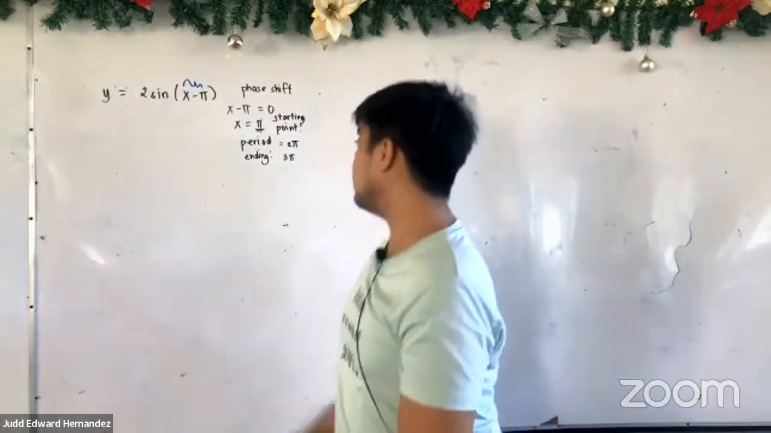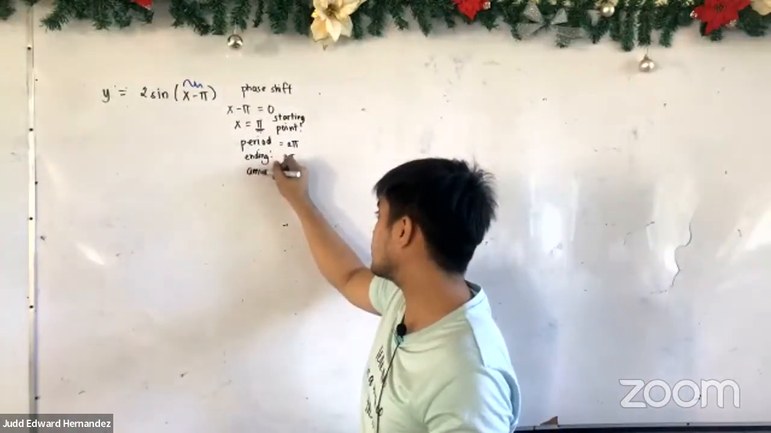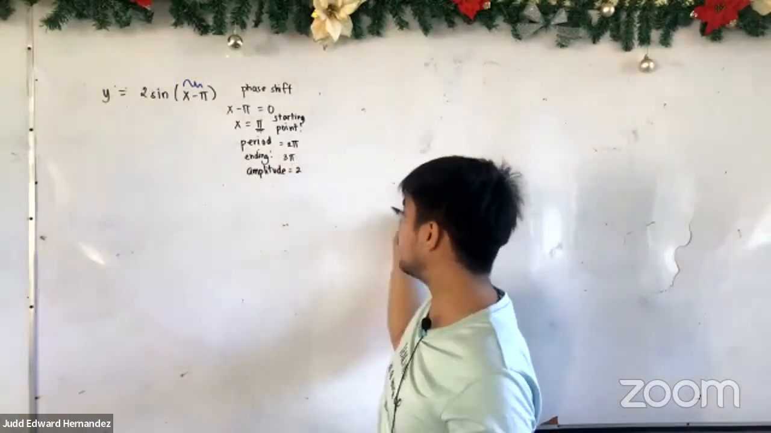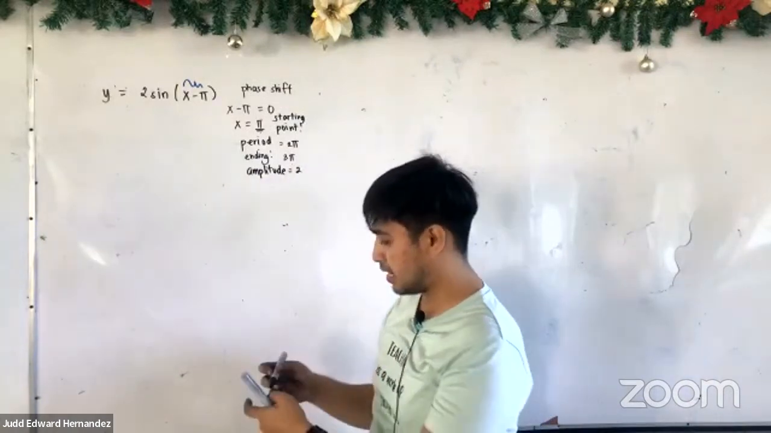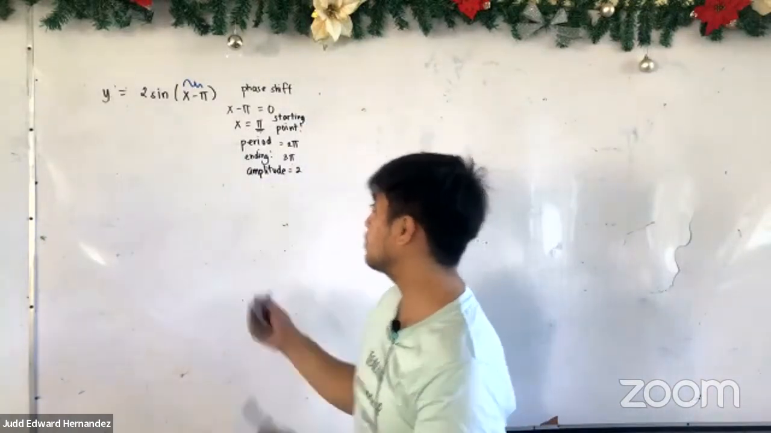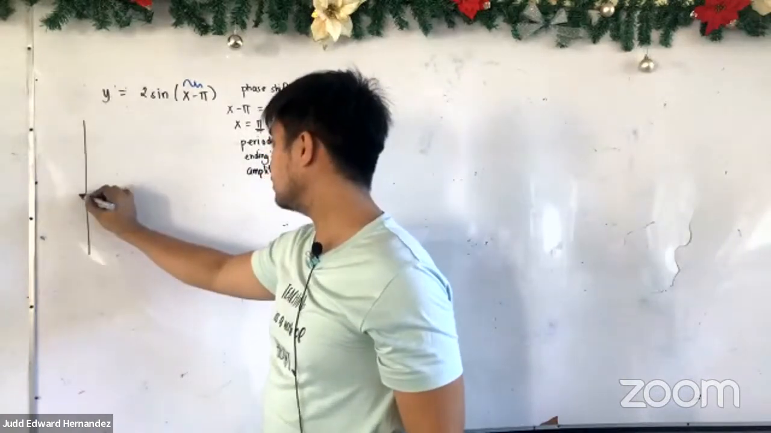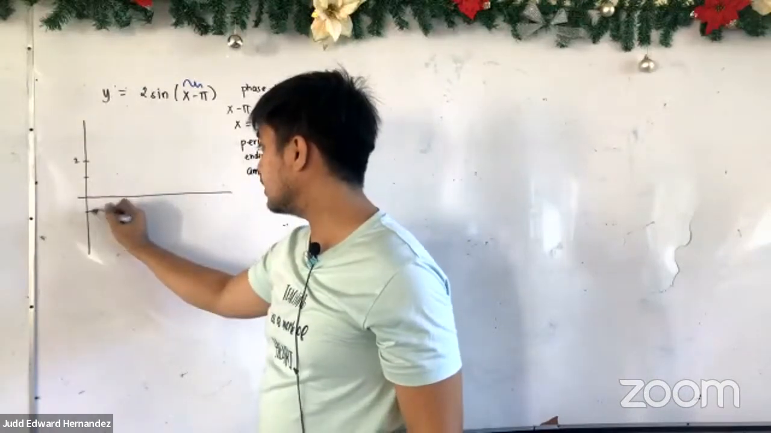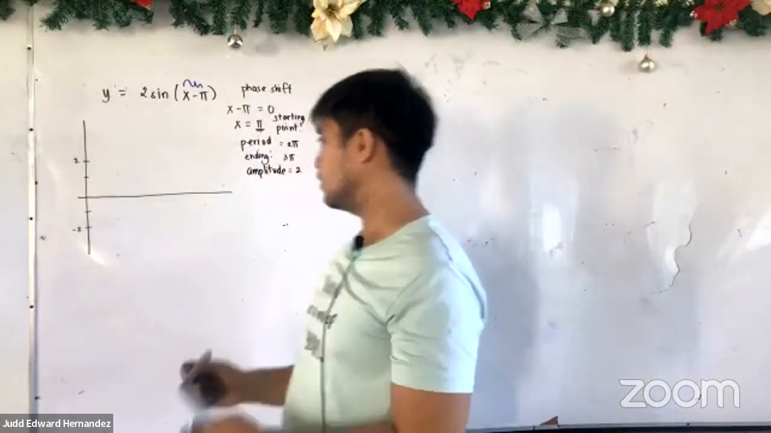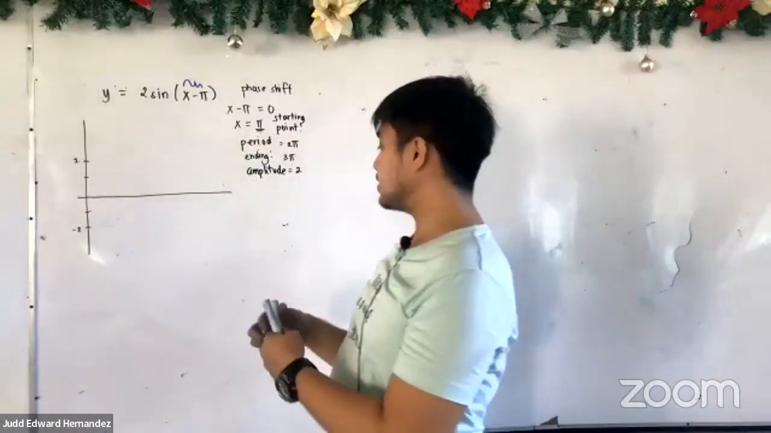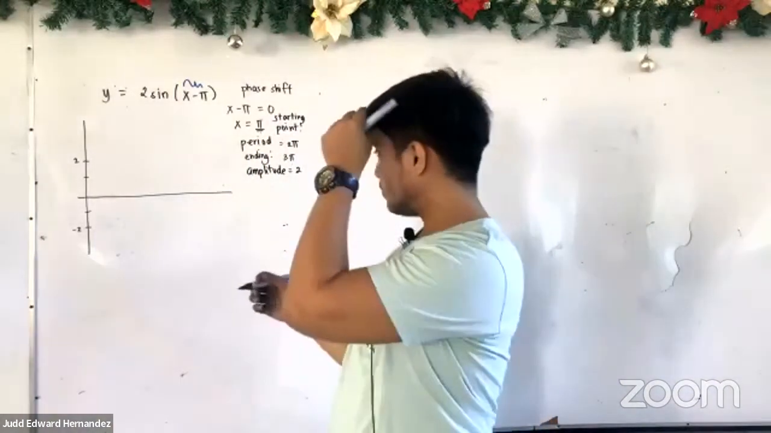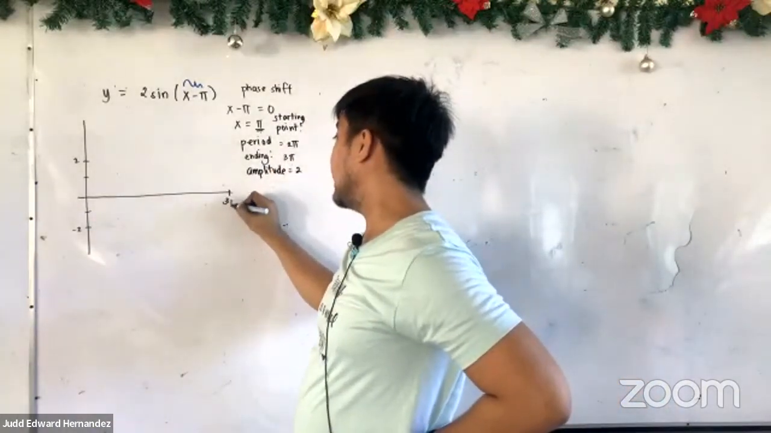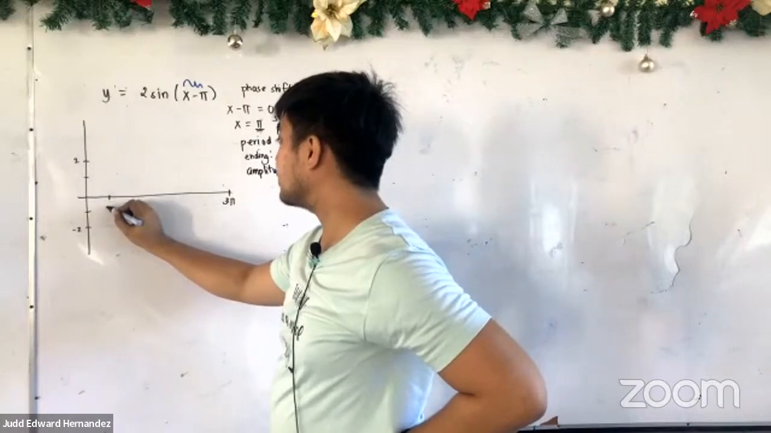Okay. So, we have our amplitude, which is 2. Ibig sabihin, aangat at bababa ng dalawa. Okay. Start na tayo. This is positive 1. This is positive 2. This is negative 1. This is negative 2. Okay. So, in this case, 2 pi yung period natin, pero dapat sa 3 pi tayo mag-end, at sa pi tayo mag-start.